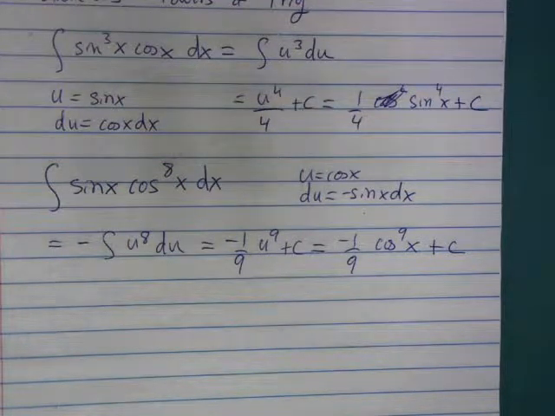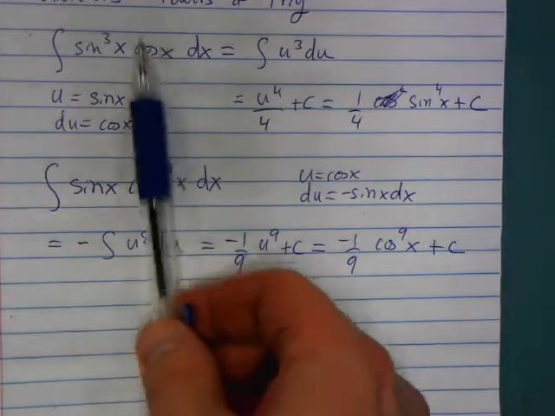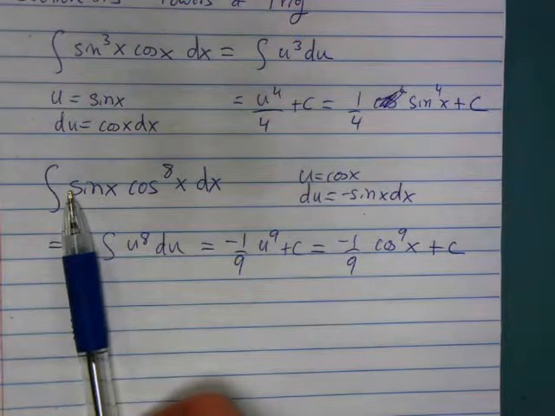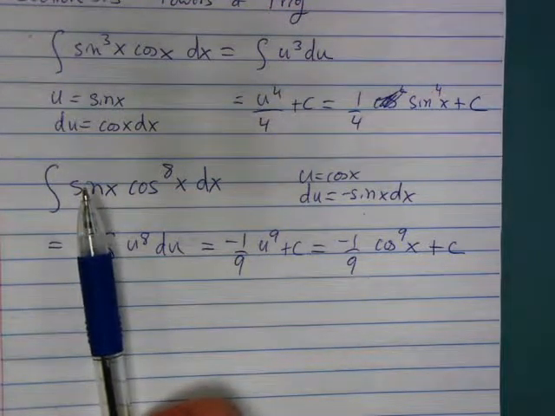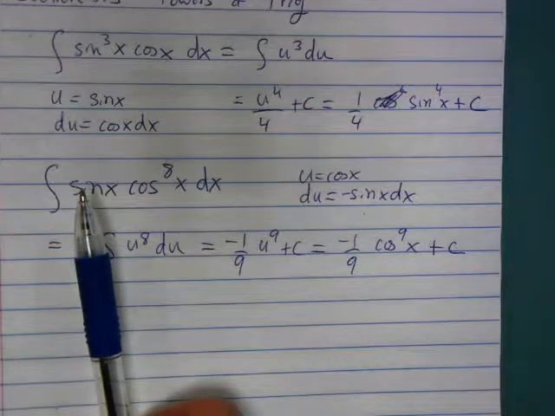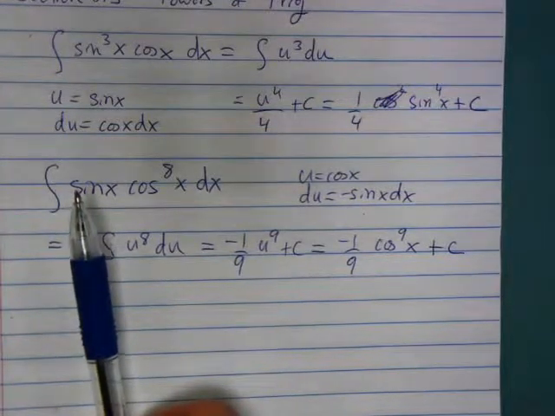So these trigonometric integrals are really easy as long as you have just a cosine or just a sine, because then you can just do u substitution, correct? So what are we going to do in this chapter? Things that we can't do with u substitution. Things that aren't quite that easy.